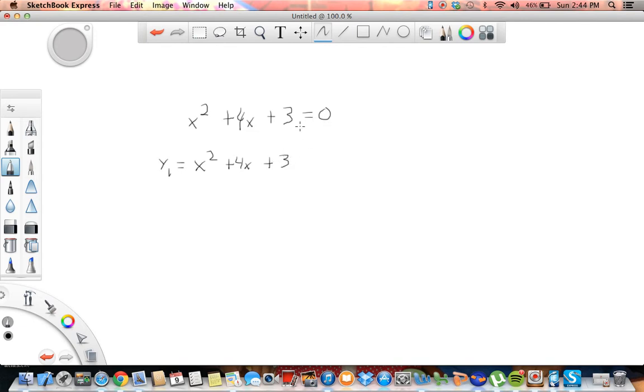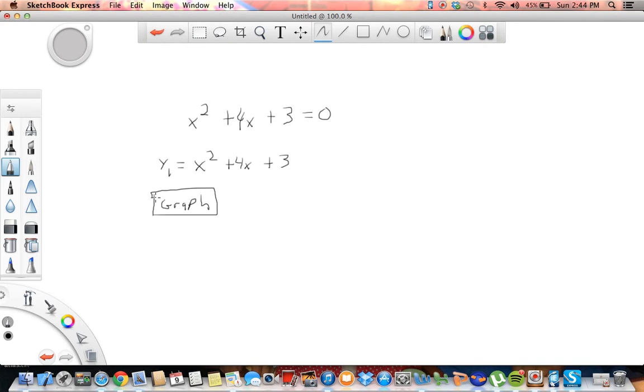Okay? Now what you're going to do is hit the graph button, which is at the top right of the calculator. So once you've got that into y1, you then simply hit graph. Let me put that into my calculator real quick, because I'm doing this along with you. X squared plus 4x plus 3.